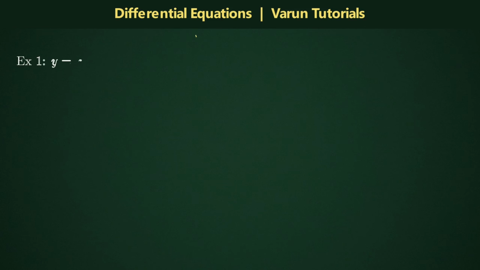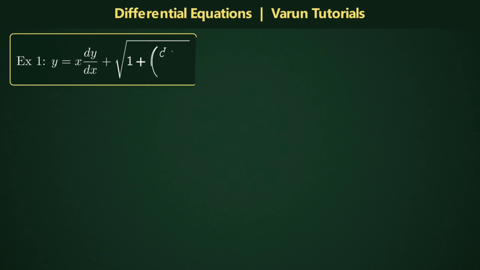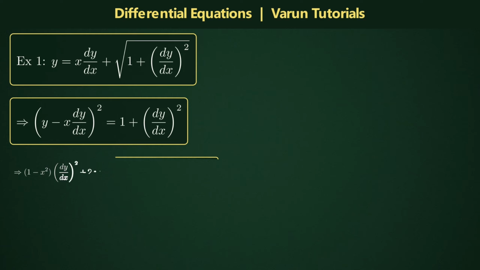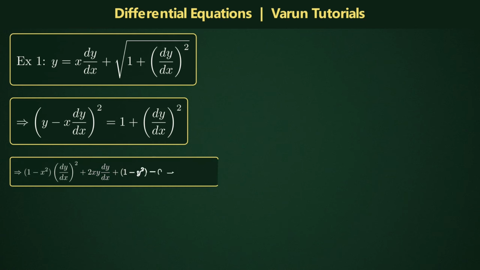y equals x times dy by dx plus the square root of 1 plus the square of dy by dx. First, we must remove the radical by rearranging and squaring. By rearranging and squaring both sides, we get the square of the quantity y minus x times dy by dx, equals 1 plus the square of dy by dx. Expanding and simplifying, we get the quantity 1 minus x squared, times the square of dy by dx, plus 2xy times dy by dx, plus the quantity 1 minus y squared, equals 0. Since the highest power of the highest order derivative is 2, the degree is 2.